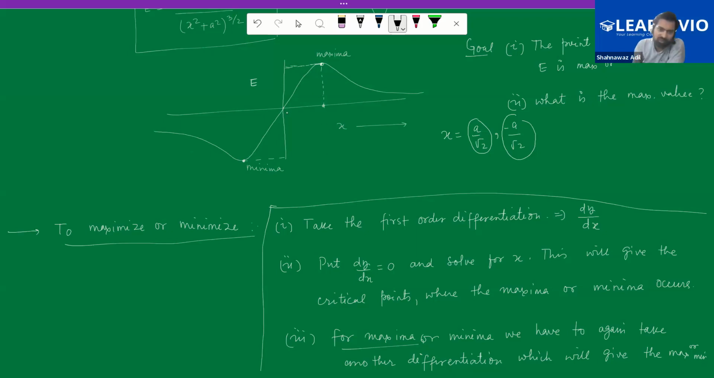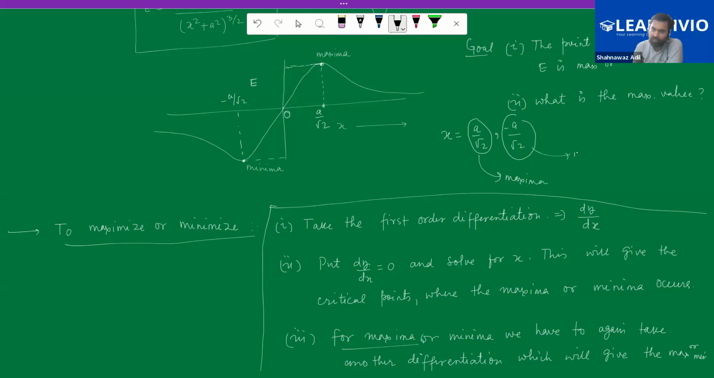Yes, this is the origin, right? This is the origin. So this point would surely be a by root 2, clear? Because this is positive. And this point will surely be minus a by root 2. Is it clear? Yes, sir. So this would be maxima.